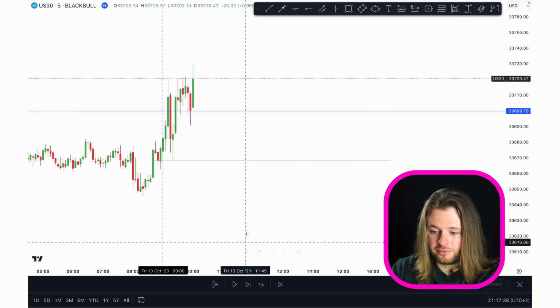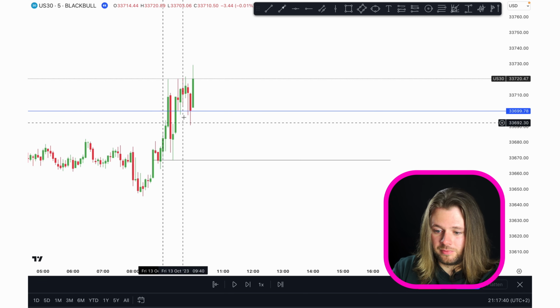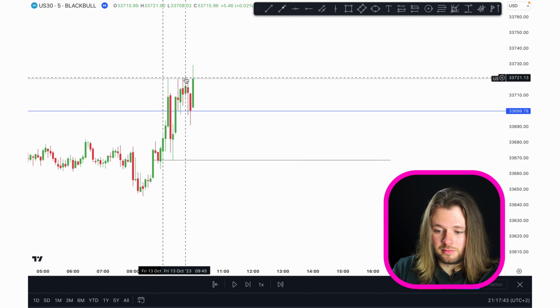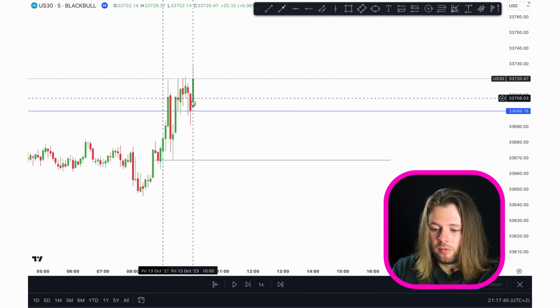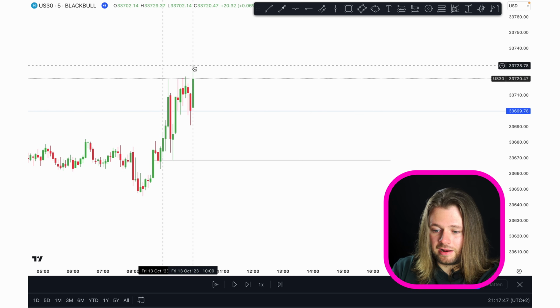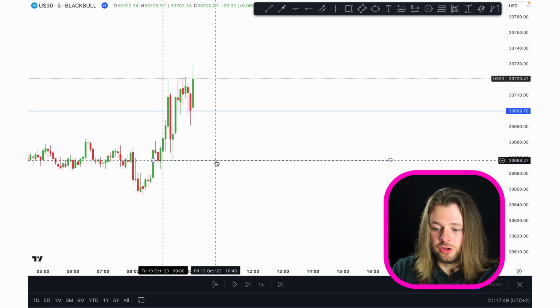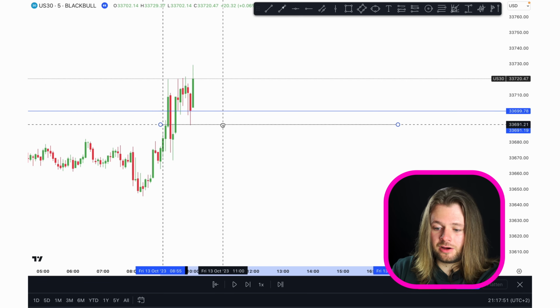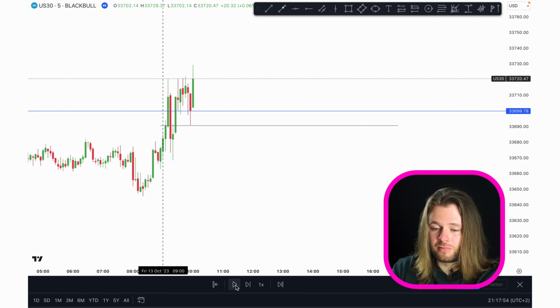We have a new break of structure to the top, so price went from here to there. That was our previous high. Price came down to here and we had another break of structure. So our new low that we are looking to be taken out is right there. Let's see what happens.